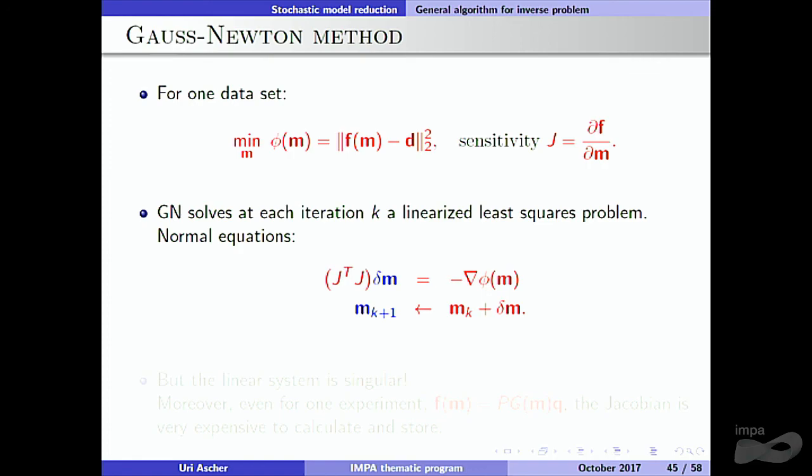If we have only one data set, which allows us to write things more clearly, then our objective is to reduce this phi of m, which is the predicted minus the observed data. We take the Jacobian matrix of this f of m, and that's called the sensitivity matrix. Gauss-Newton solves at each iteration a linearized least squares problem. The normal equations for this linearized least squares problem are J transpose J times delta m equals minus the gradient of phi of m, and then you add that to mk and obtain mk plus 1. The problem here is that the matrix J has more columns than rows, and if it has more columns than rows, then J transpose J is singular.